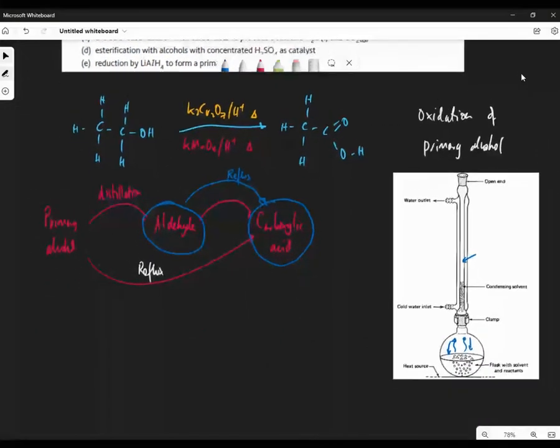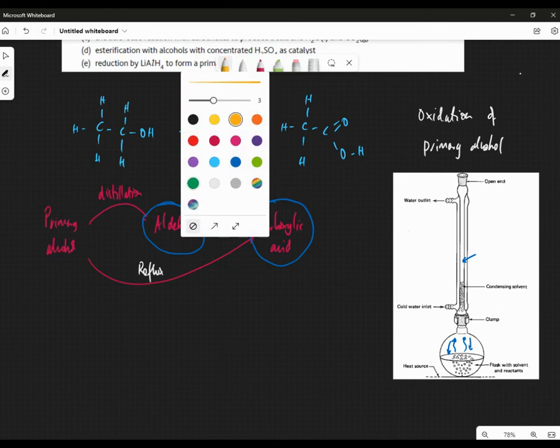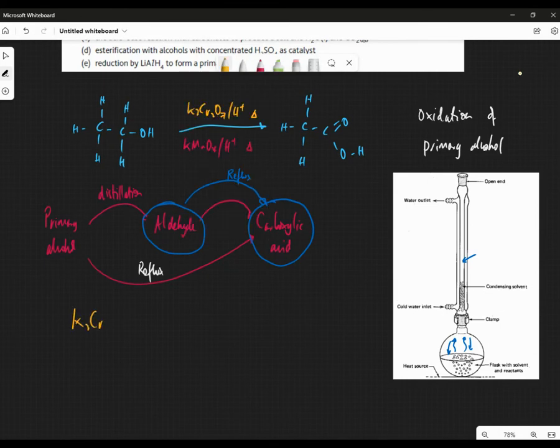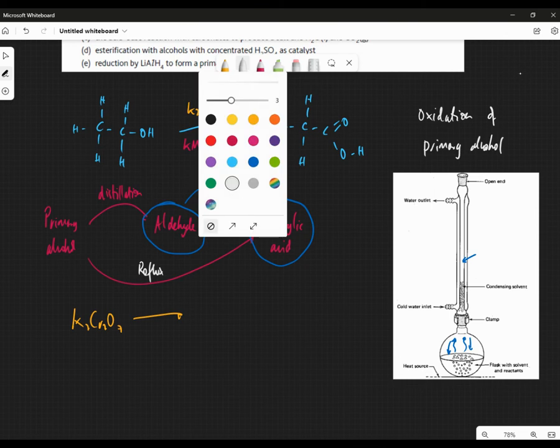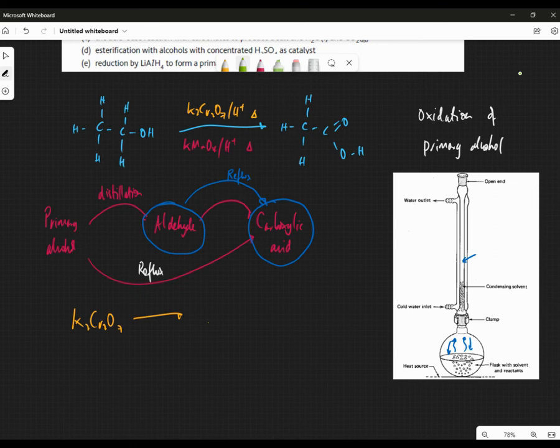All right. Now, we all know the color changes, or we should know the color changes. If we use this potassium dichromate, it starts off as this orangey color and it ends up as a nice green color, the chromium 3 plus. So the color change here is orange to green when it's done its job. All right, and we oxidize the primary alcohol.